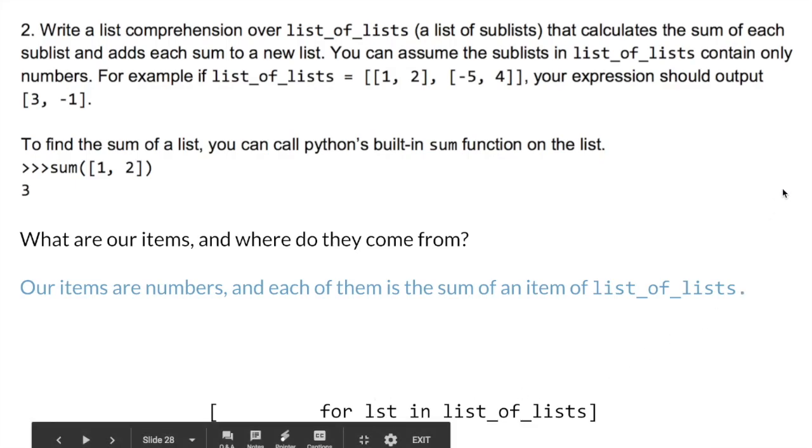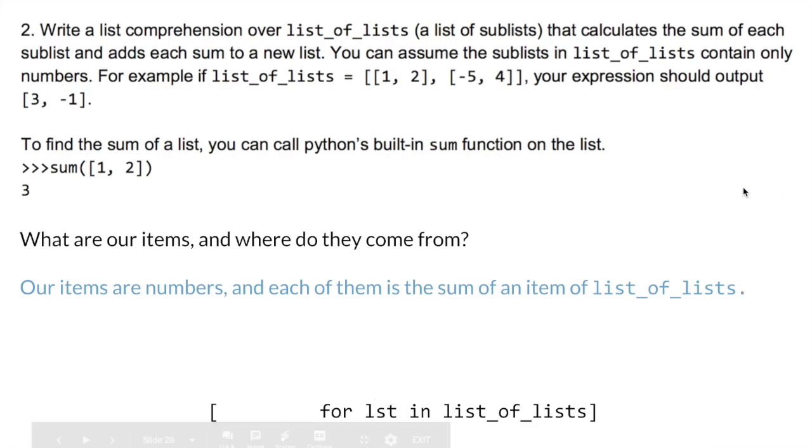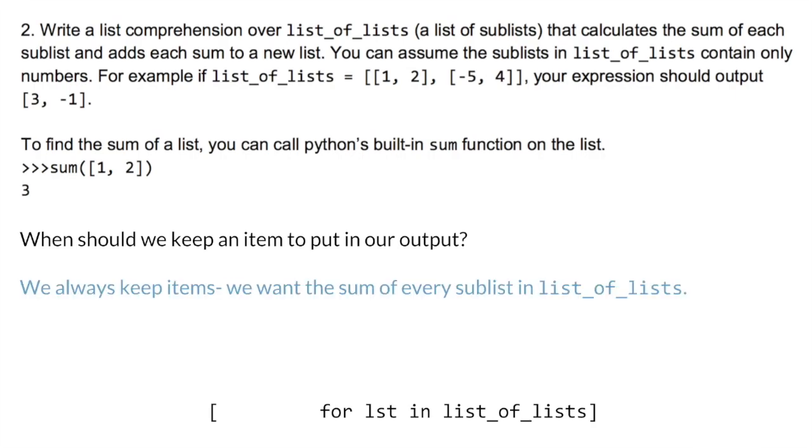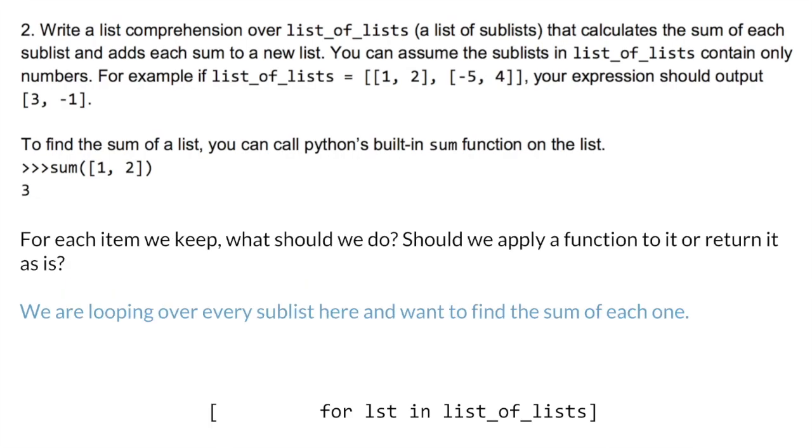Now, the next question we can ask ourselves is, is there a condition? In other words, when I iterate over these sublists, is there something telling me which sublist I should find the sum of? Or should I find the sum of all of them? In this case, we just want to find the sum of all of them. So we don't really need that extra if statement. And again, it was not mandatory, so we just won't include it.